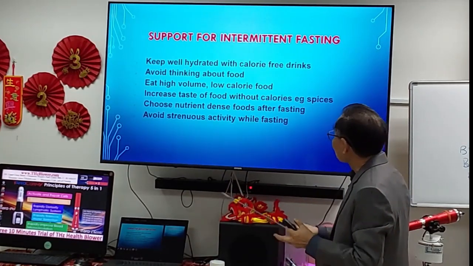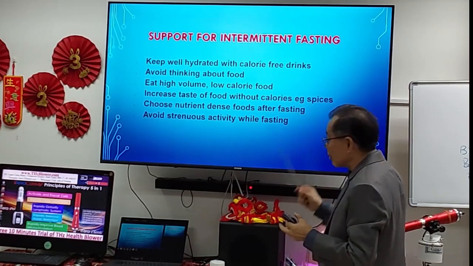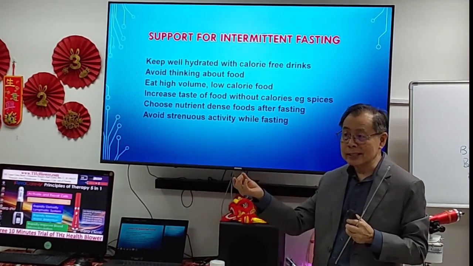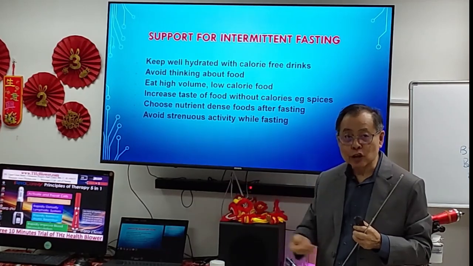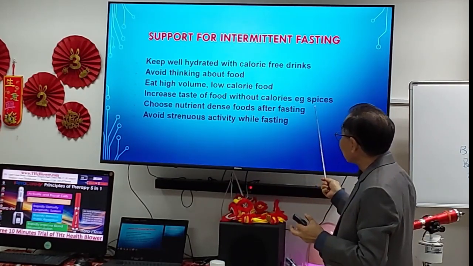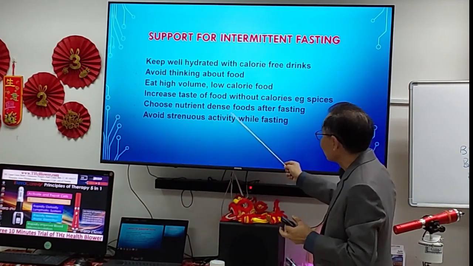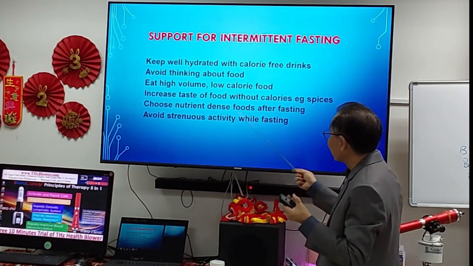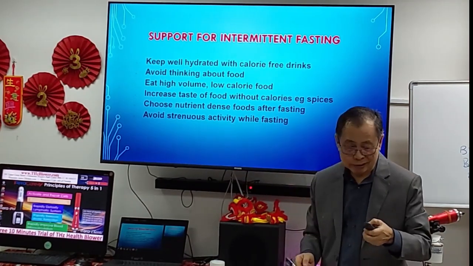So increase your food taste without calories, with spices. Spices give it taste, make it palatable, make it enjoyable to eat, but without adding calories. Nutrient-dense foods, oatmeal, nuts and all that. And of course, don't be too active when you're fasting.